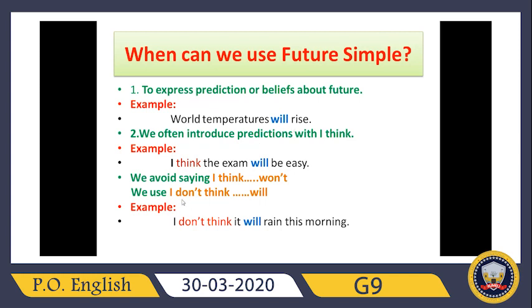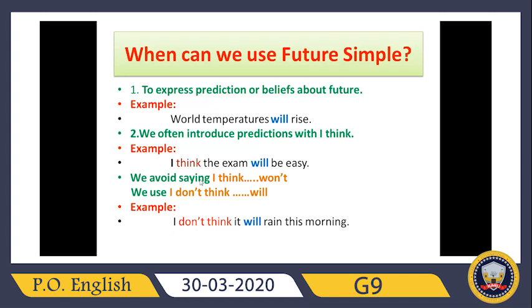Okay, so again, we can put I think before the future simple sentence. I think world temperatures will rise. I think the exam will be easy. And I can omit it. I can say world temperatures will rise and the exam will be easy without I think. Both of them are true. This is the first point.